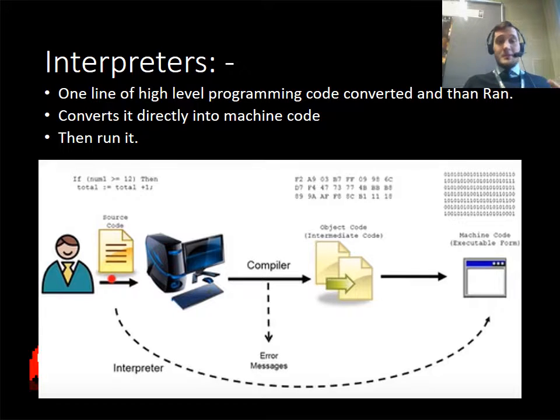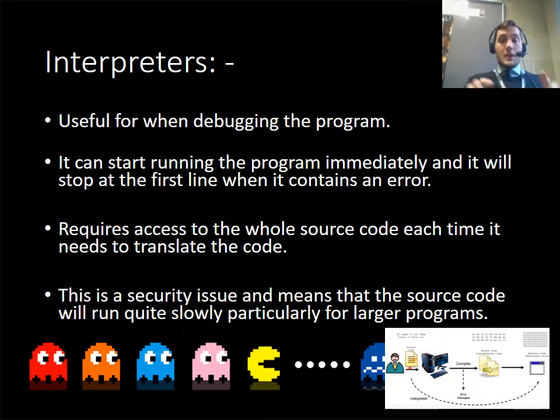So interpreters are different in that what they do is they take one line of high-level programming code, it is then converted and then it's run, okay? It's converted directly straight into the machine code and then it's run. Now, they are useful when you're debugging the program because it can start running the program immediately. So you can just run the program and then as soon as you get an error, the program will crash when it has an error, okay?